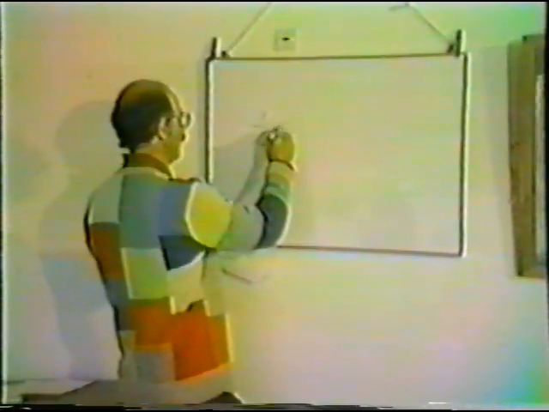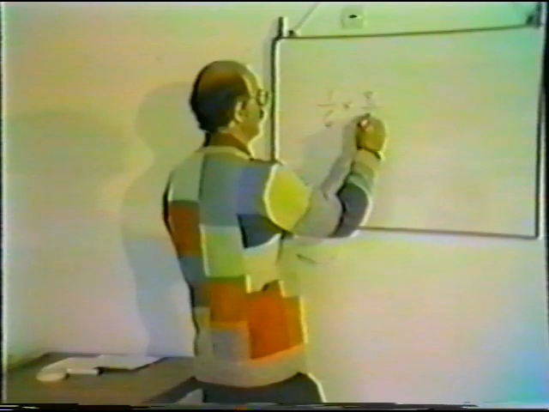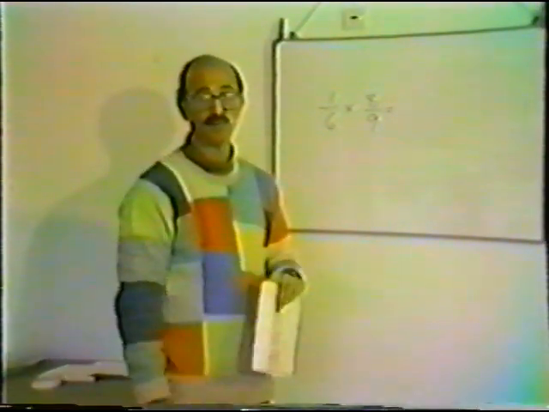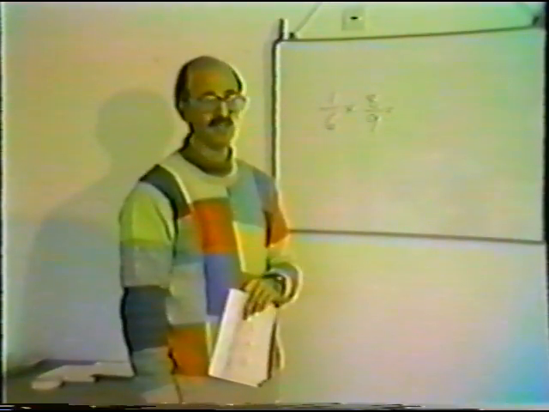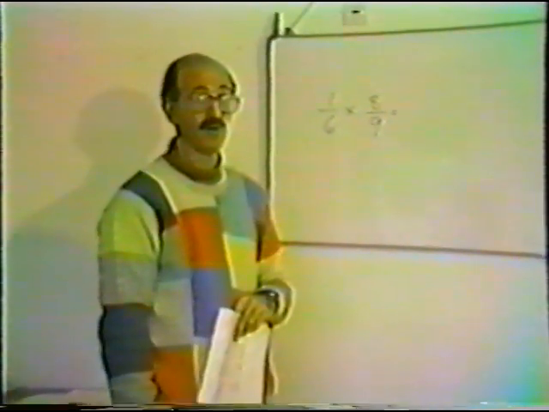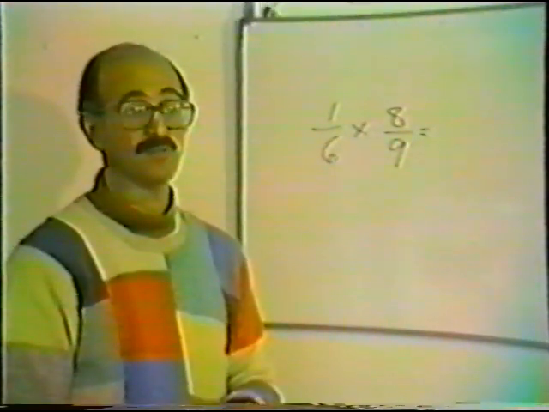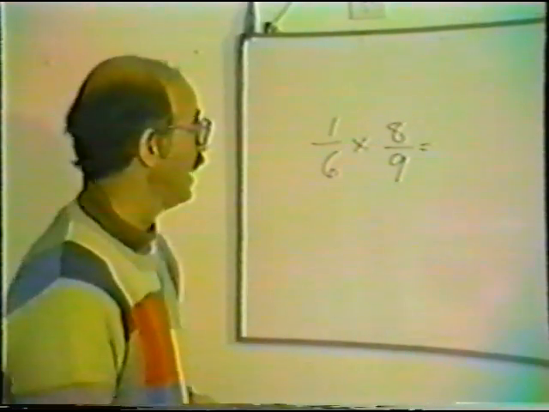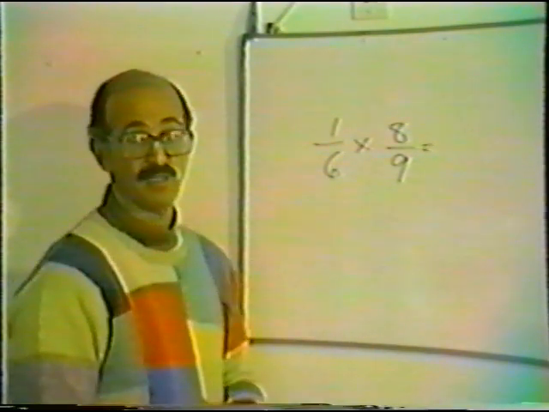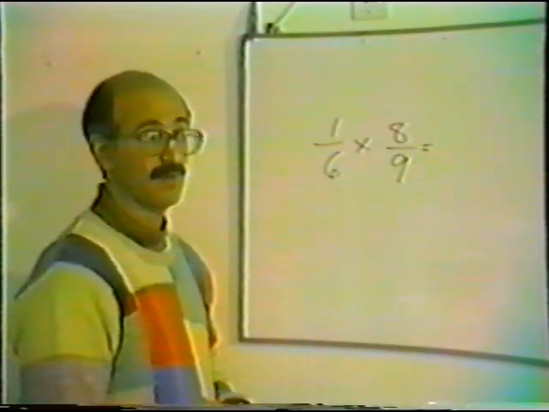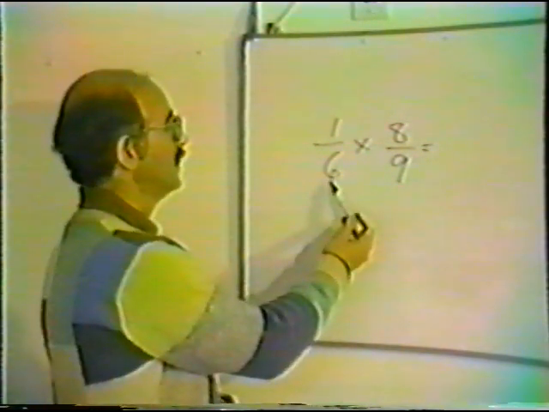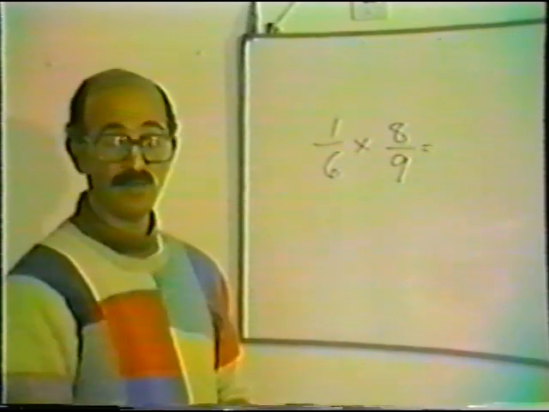1/6 times 8/9. Is there a pair of numbers that we can cancel? Yes, there is, but it's a little bit harder to see it than the ones we've done already. And that's because the 6 will not go evenly into the 8. However, there is a number that will go evenly into both the 6 and the 8. What number can we hit it with?